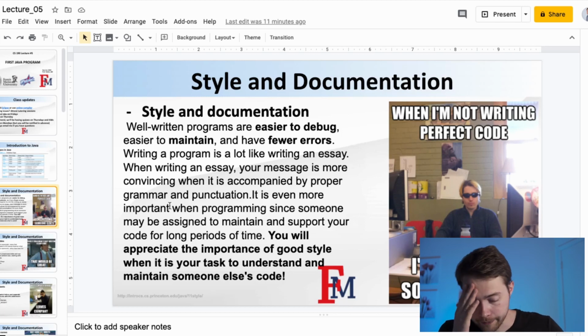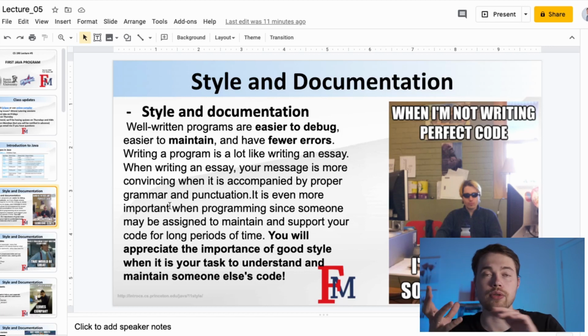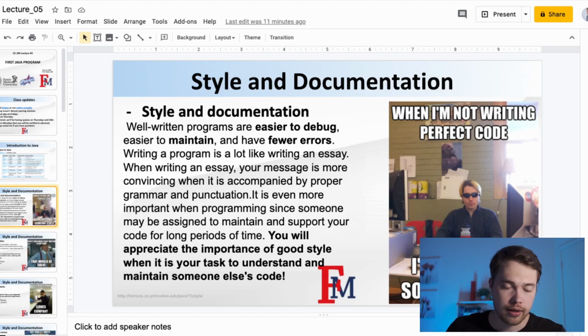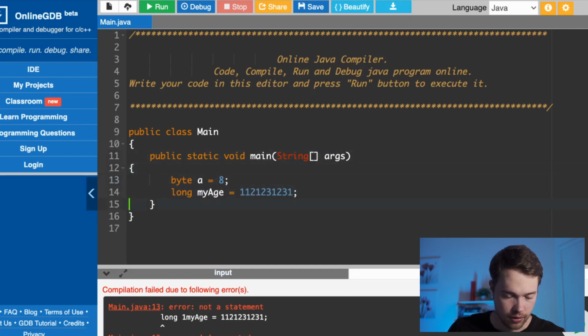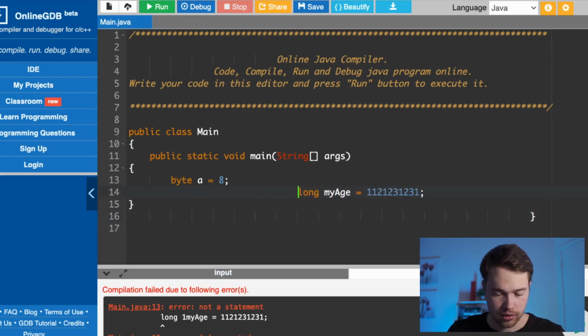Style and documentation: well-written programs are easier to debug, easier to maintain, and have fewer errors. Those are normally the 3 reasons why we format the code. Easier to debug. What does that mean? That means there is a mistake, there is a bug, and you want to find that bug. It's much easier to find the bug when the code is formatted correctly, versus, imagine I had something like this. Let's try to make it ugly. Okay, like this.